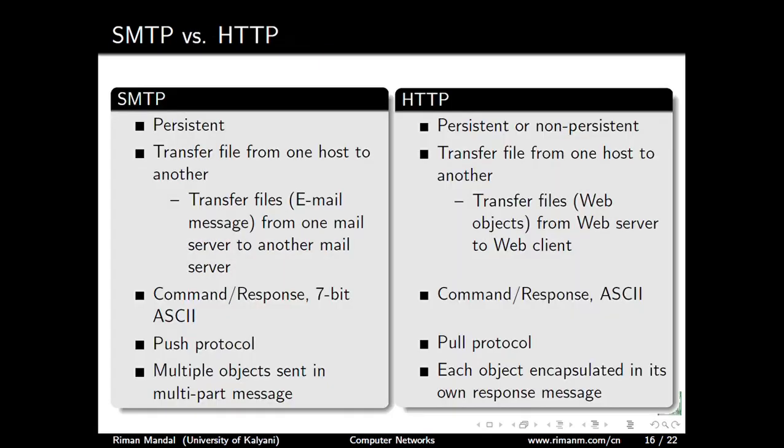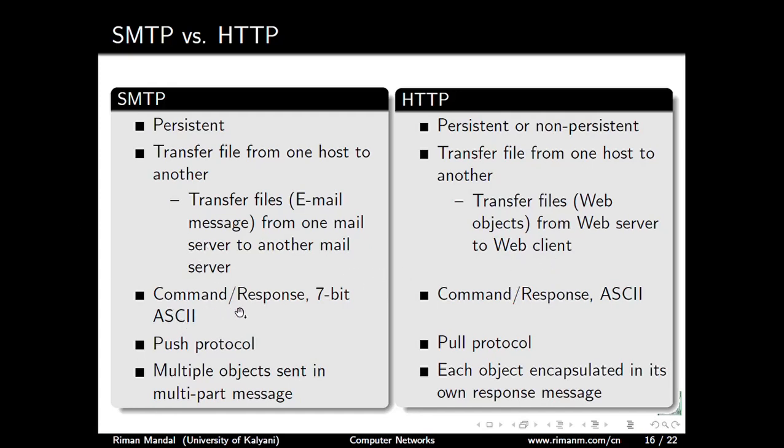Now let's look at the differences and similarities between SMTP and HTTP. As I have said, SMTP is a persistent connection, whereas HTTP can be persistent or non-persistent, both. SMTP is used to transfer from one host to another host. Similarly, HTTP is also used to transfer from one host to another host. SMTP transfers email from one mail server to another mail server, whereas HTTP transfers files, called web objects, from a web server to a web client.